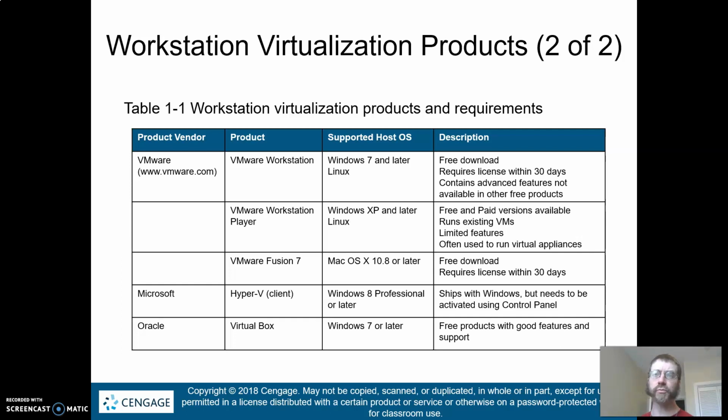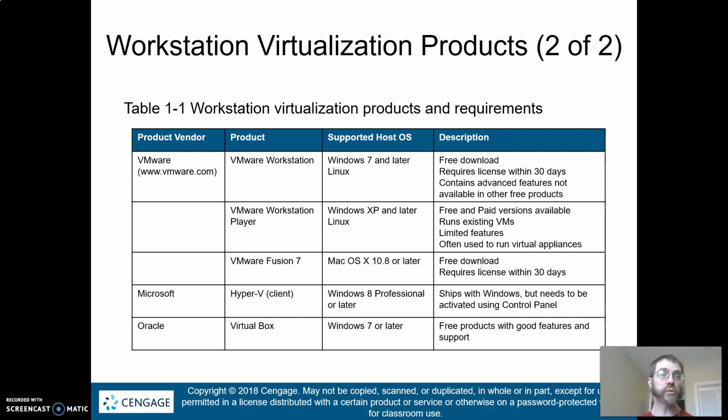Of course, with Microsoft, we've got the Hyper-V client available on Windows 8 Professional or later. It ships with Windows, but you have to activate it in the control panel, basically by going into the install and remove Windows features. There's a lot of other fun stuff in there, Telnet client, TFTP client, various other things. So there's a lot of Windows that is just kind of waiting until you turn it on.